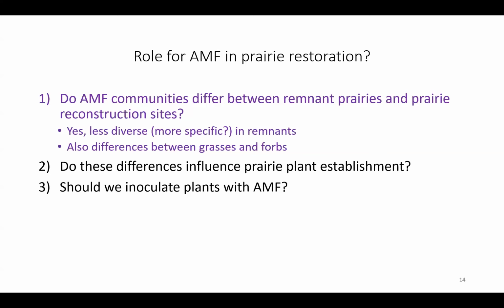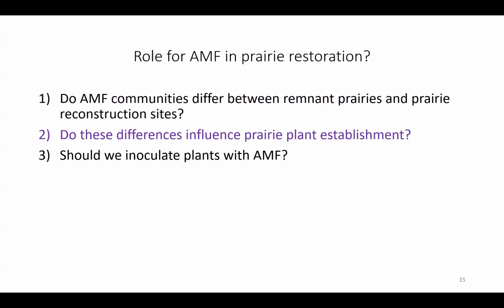And then again, it's important to remember that the relationships are not the same across plant groups, and there are these really distinct differences between grasses and forbs. So moving on to my next question, do these differences that we see actually influence prairie plant establishment?